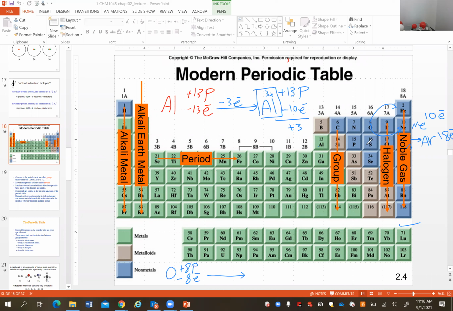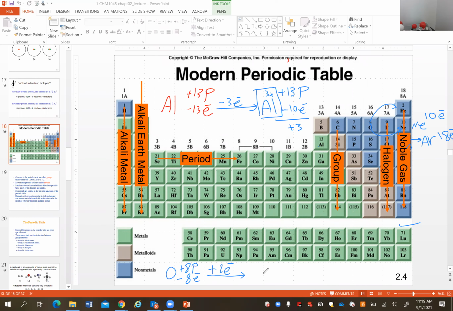2, right? 2 electrons. And if it wants to be like helium, it must lose 6 electrons. Which one is easier? Gaining 2 electrons or losing 6 electrons? Gaining 2 electrons. So that's why oxygen is going to gain 2 electrons.